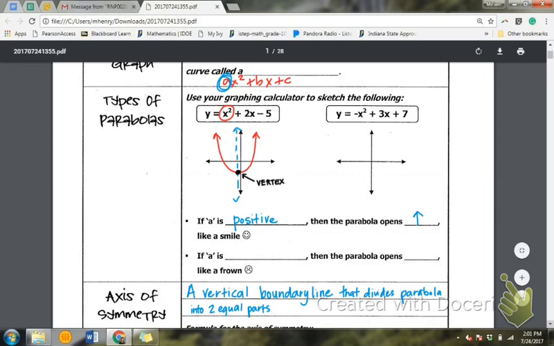All right, so if we know that when a is positive, the graph opens up, look at that second example there. The a value is what? Negative. So what do you think the parabola is going to do? It's going to open down. Okay, so we're going to draw a parabola that opens down. So we know that if a is negative, that's going to be your next blank there. If a is negative, then the parabola opens down.